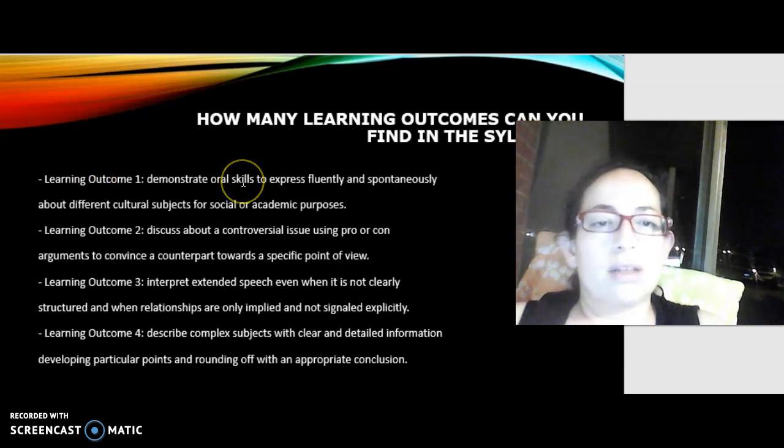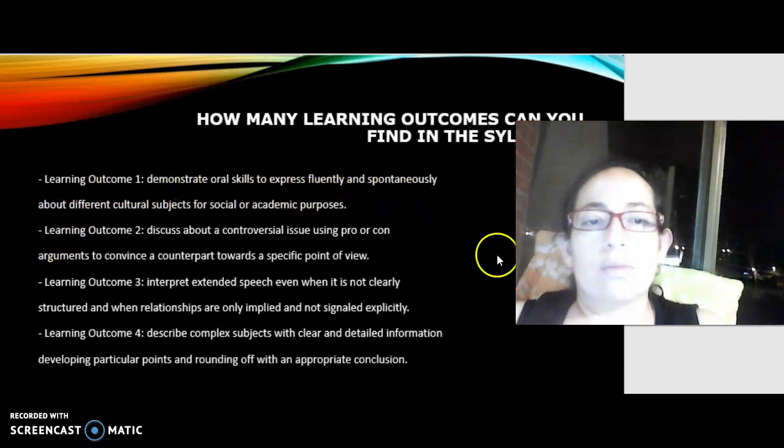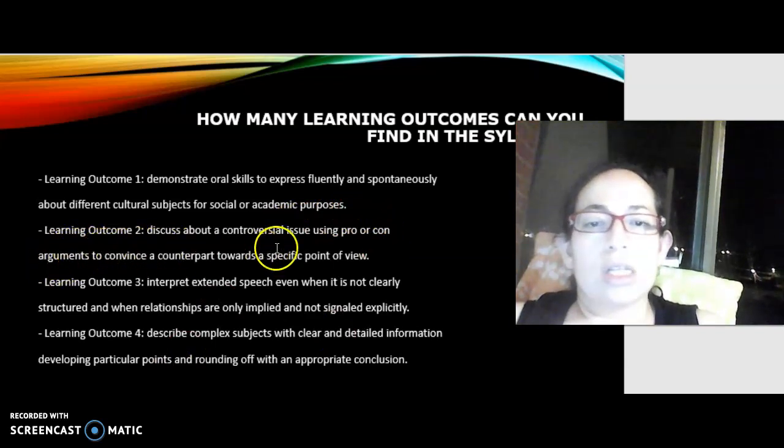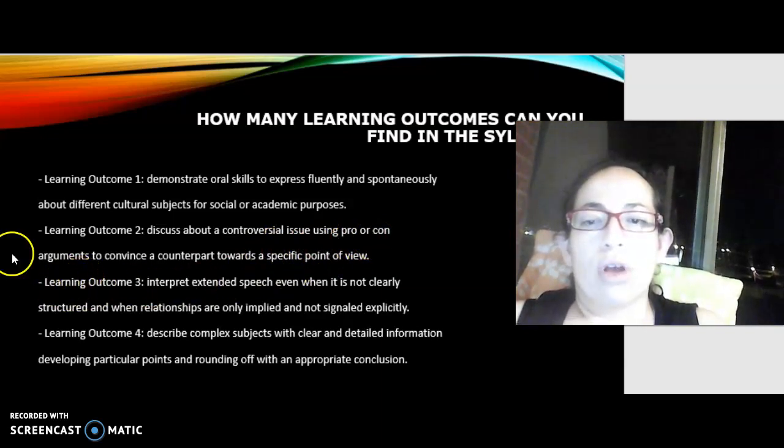How many learning outcomes can you find in the syllabus? Learning outcome 1, demonstrate oral skills to express fluently and spontaneously about different cultural subjects for social or academic purposes. Learning outcome 2, discuss controversial issues using pro or con arguments to convince a counterpart towards a specific point of view.